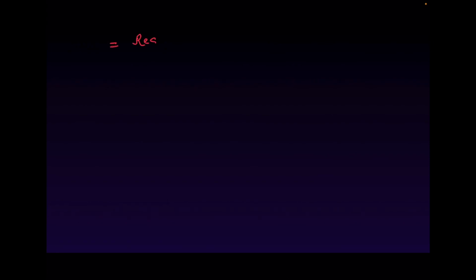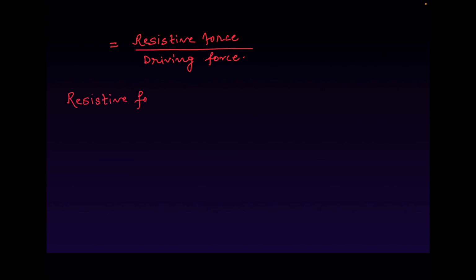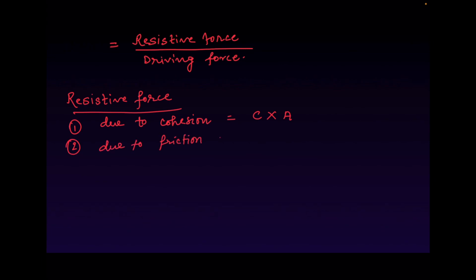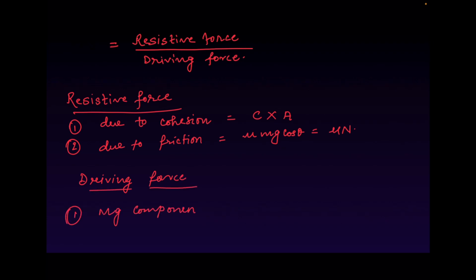Factor of safety can be given by resistive force divided by driving force. Resistive force means the force that is holding your rock mass, and driving force is the force that is responsible for sliding down. So resistive force here is of two types, that is due to cohesion and due to the friction force. Cohesion is equal to C into area of the plane, and friction is equal to mu mg cos theta. Driving force is due to the mg sin theta component that is along the fault plane in the downward direction.